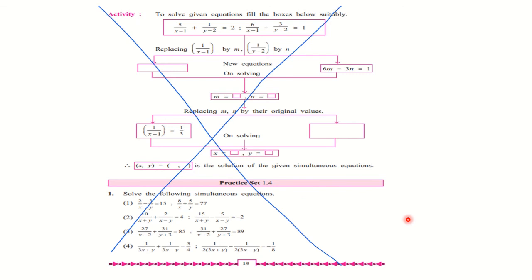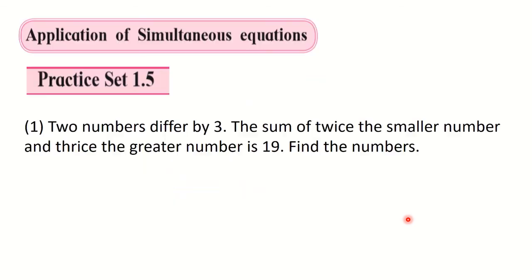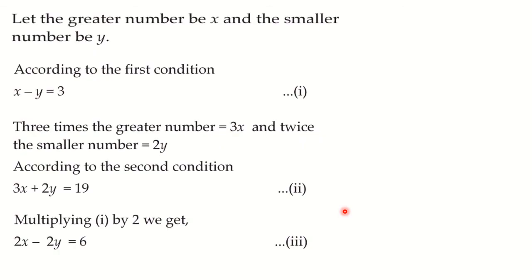So this way we have seen the different methods. The last one is application of simultaneous equations. That means word problems. Here you have to read the word problem, and from that you have to frame two equations and solve them simultaneously. Like here, you can see according to the first condition the first equation is formed. According to the second condition the second equation is formed, and these two equations are solved.